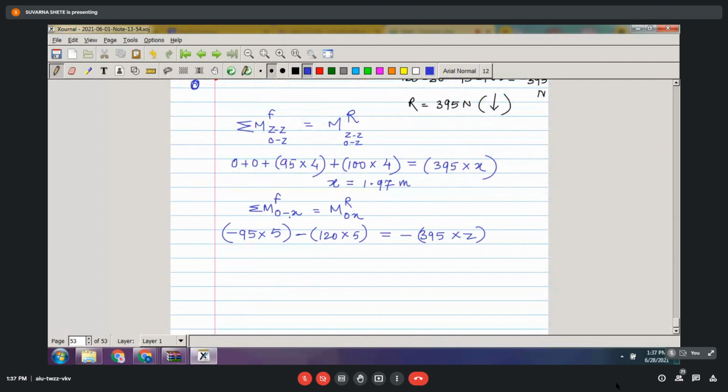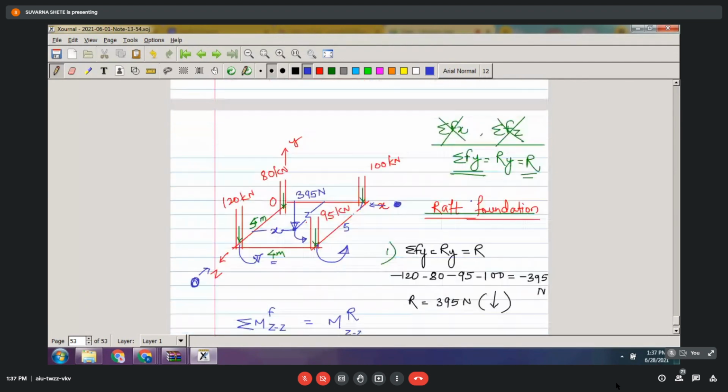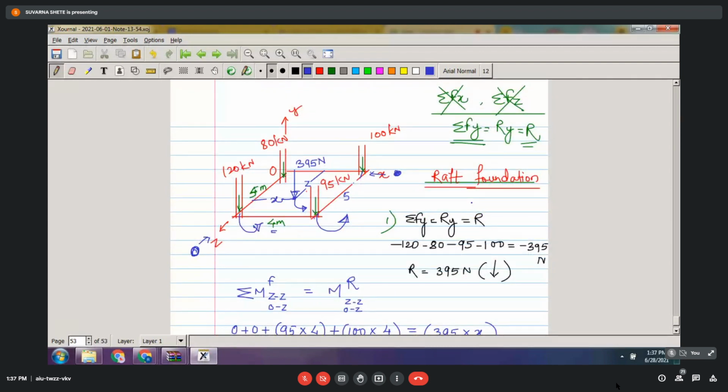Can you tell me what value of Z you are getting now? 2.72. Please cross check. Is everyone getting the same answer, 2.72 meters? Yes. Did everyone understand the problem? Tell me first. Is it clear to all? Yes.